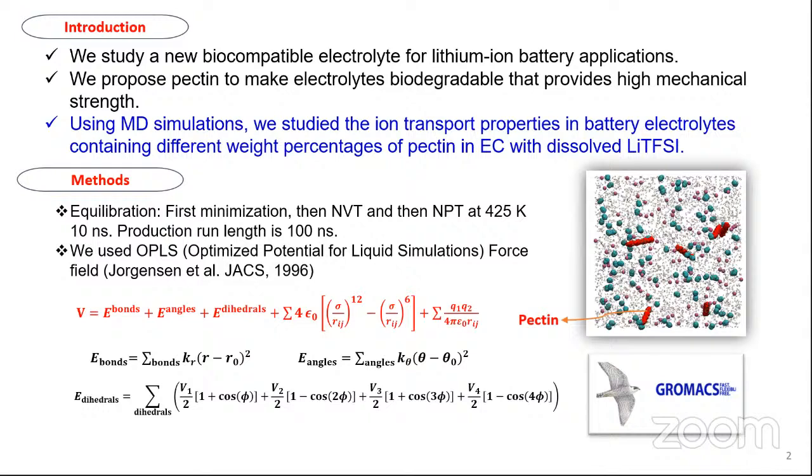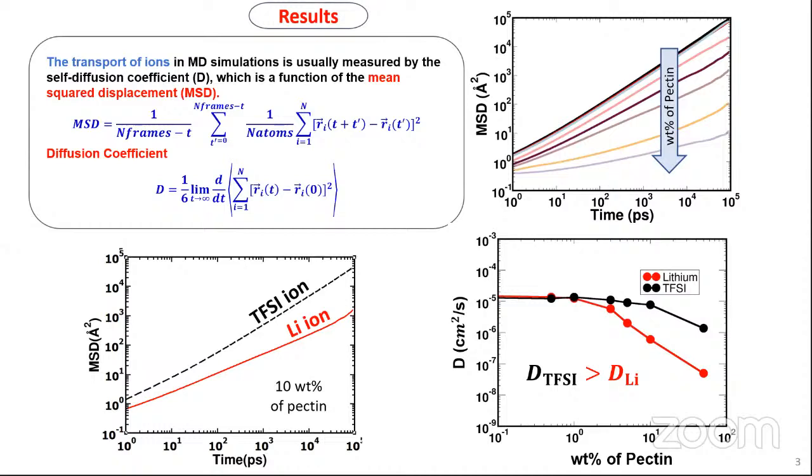After that, I started this production run for 100 nanoseconds. And we have used OPLS, the optimized potential for liquid simulation. In my snapshot, we see that this red color is pectin, and the rest are ethylene carbonate, lithium, and TFSI.